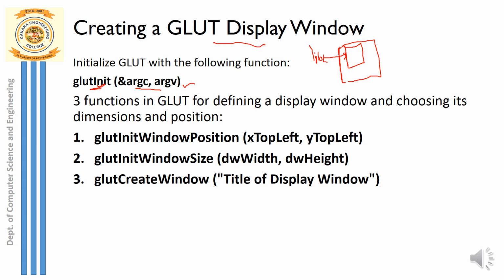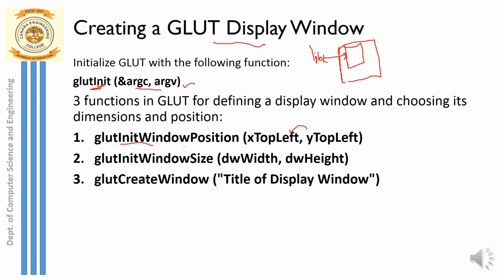So the next important function that is required to set up the display window is GLUT init window position. You can see the first letters are all in caps, the remaining are all in small case. GLUT init window position is the one which is required to set the window position. Your display window, I'm speaking about the display window there.